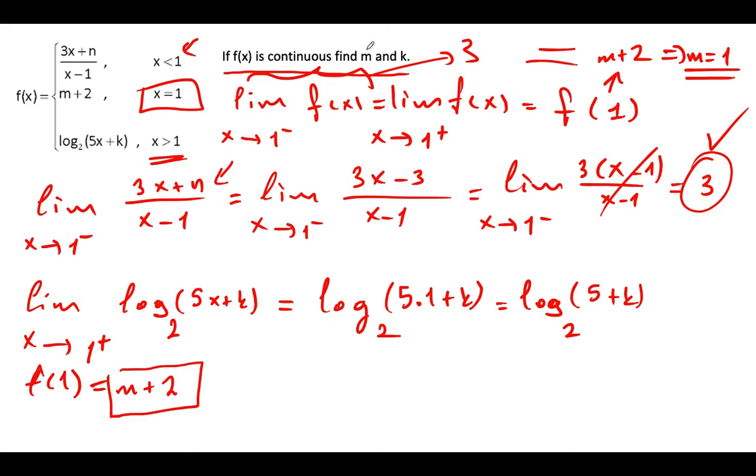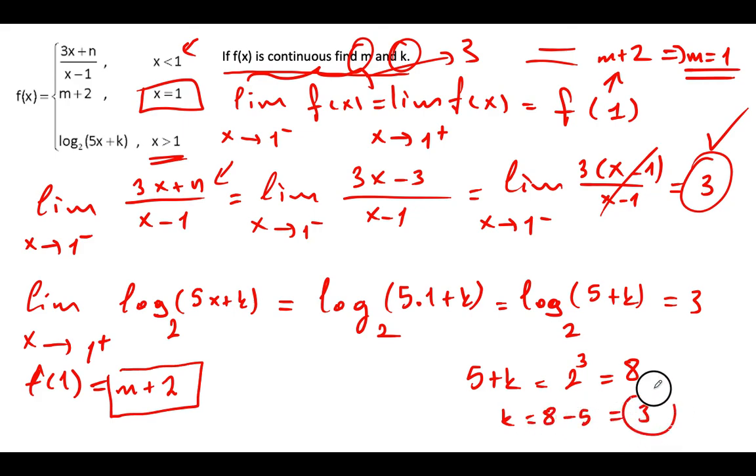So we have calculated m, so I need k. And all this result is equal to 3. Then by using the logarithmic properties, 5 plus k is equal to 2 to the power of 3, and then it is 8. So k is equal to 8 minus 5, which is equal to 3. So finally, what can I say? m is 1 and k is 3. I hope that's clear for you guys.